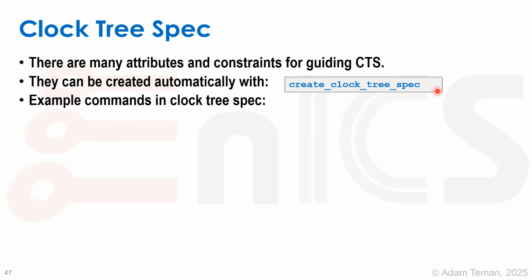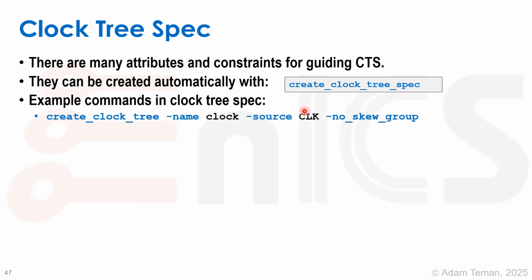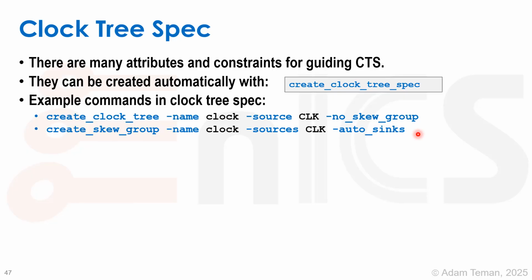So some example commands that you'll see in your generated clock tree spec are create clock tree minus name clock minus source clock minus no skew group, and create skew group minus name clock minus sources clock minus auto syncs. What that is going to do is create a clock tree and a skew group that are called clock, and they're going to start from the clock pin, whatever that is, and it's going to automatically see what the clock sinks are. We're going to be discussing that in a second, but it's going to take all the flip-flops that are driven by the clock tree and connect them to this clock tree and to this skew group, which are 2 separate things inside Innovus.